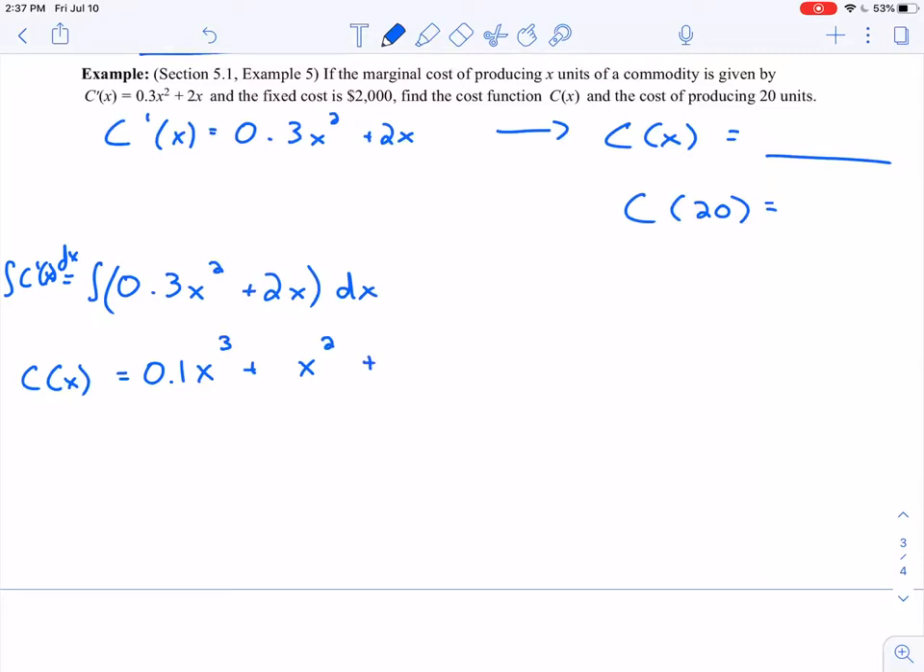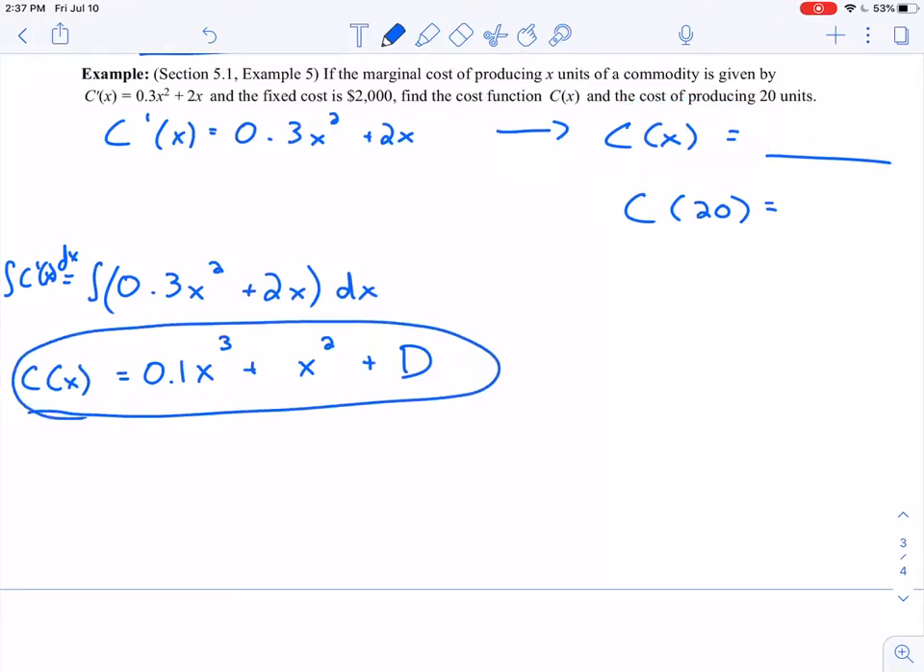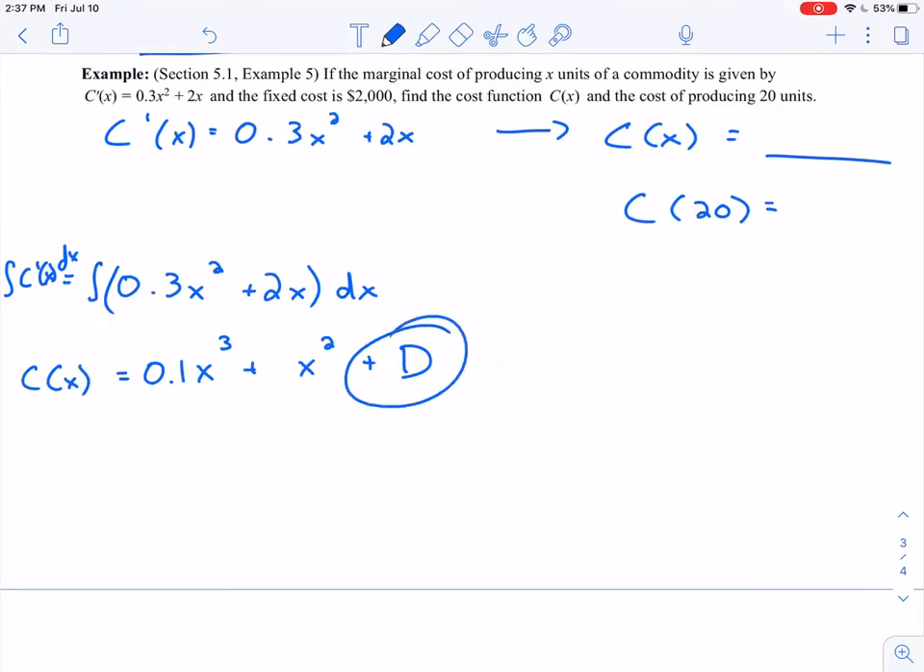Here in this case, I'm going to choose a different letter just because we already have c of x, and I don't want to get confused by it. So I'm going to say, how about d? I just need some constant over there. So now, I'd really like to know, well, what is my cost function? Well, this is a cost function. It's actually infinitely many cost functions because I don't know what d is. I don't know what that constant of integration is. So I would like to find that point.